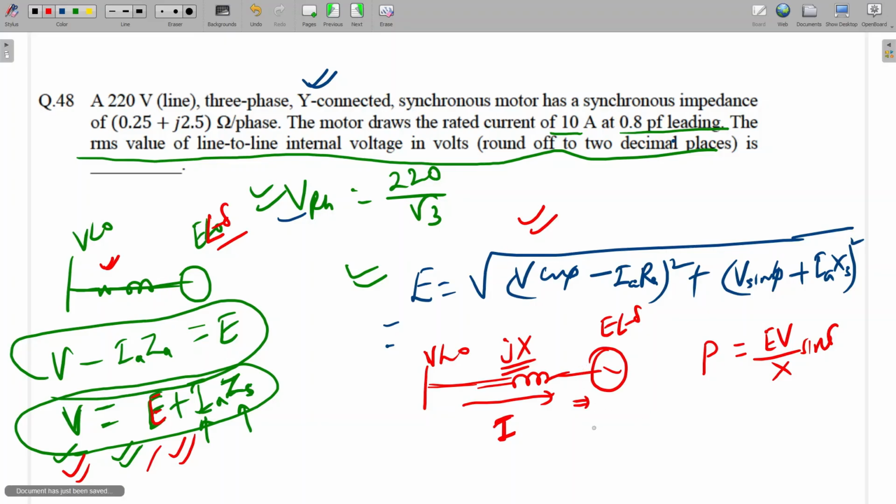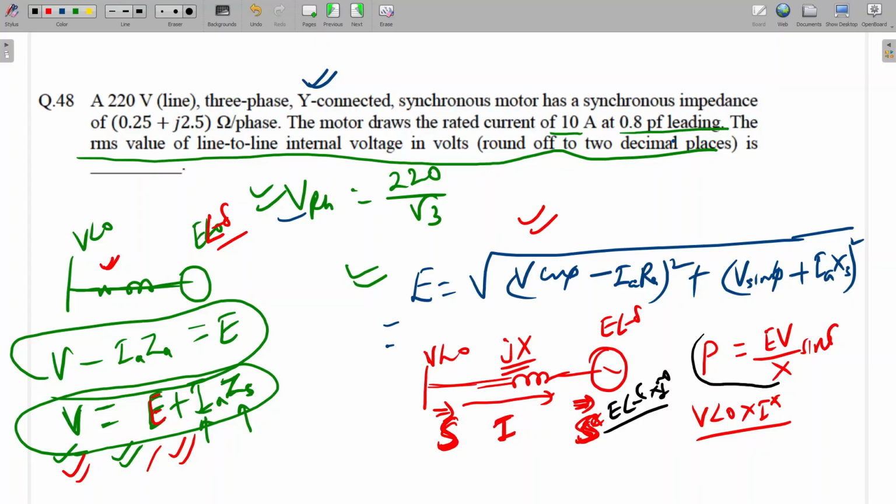So what will be the complex power here? We can calculate S here and S here, at this point or that point. If we calculate S here, it will be V angle 0 into I conjugate. If we calculate S here, it will be E angle minus delta into I conjugate. In both cases we get the same P value, but the reactive component will be different. It depends on the question, what type of power they are asking.